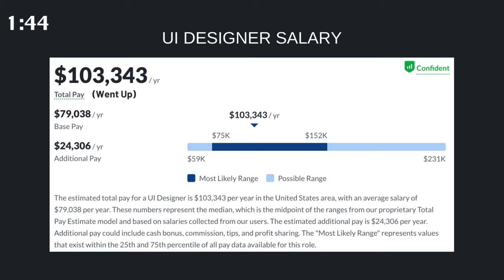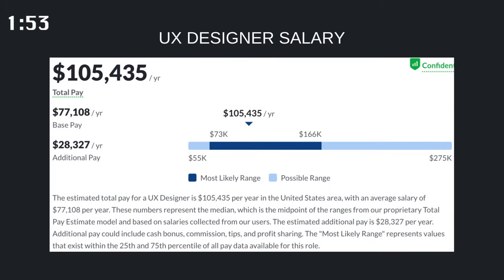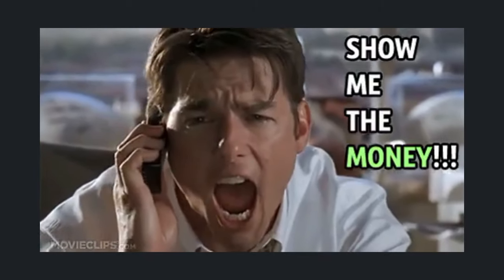On average, UI designers get paid $69,000 to $127,000 with an average of $94,000 a year, while UX designers get paid $77,000 to $143,000 with an average of around $105,000 a year. But overall, one thing is for certain, that this career can be very lucrative and rewarding.